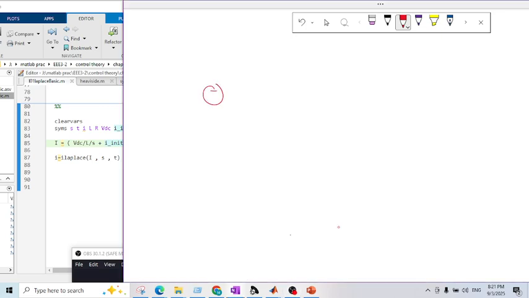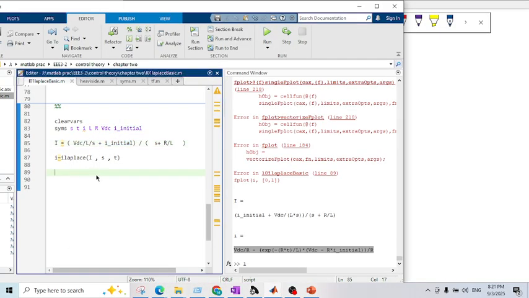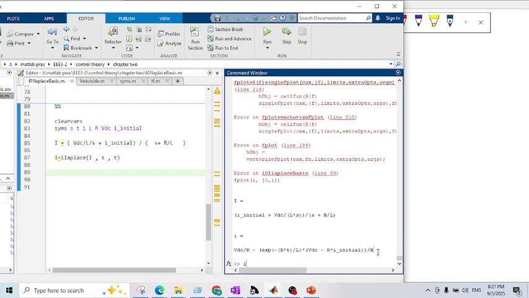Okay, so let's draw an RL circuit. So this is resistor and this is inductor, and in this video we will find the equation of current and also the voltage of this inductor using MATLAB, and at the end of the video we can see that this is the equation of the current.